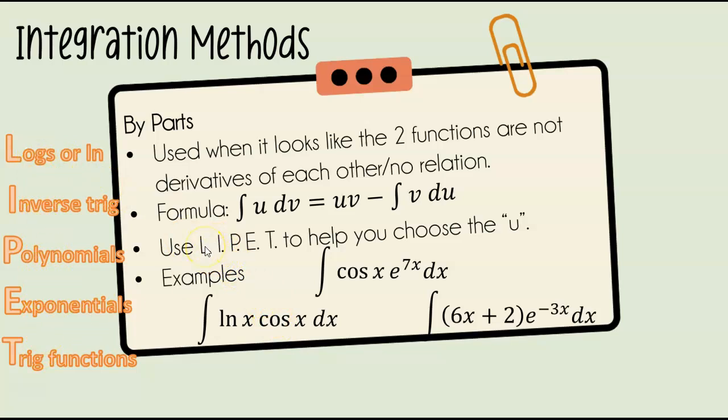So L is for logs or natural logs. If you have any of those, they are going to be your u function. I is for our inverse trig functions. We don't see them a lot, but if we do, we generally let those be the u function. P is for any polynomial, like x squared or 6x plus 2 over here would be a polynomial. E is for exponentials, and T is for trig functions. We pick our u value in our integrand out of this order, so starting with logs all the way down to trig functions.